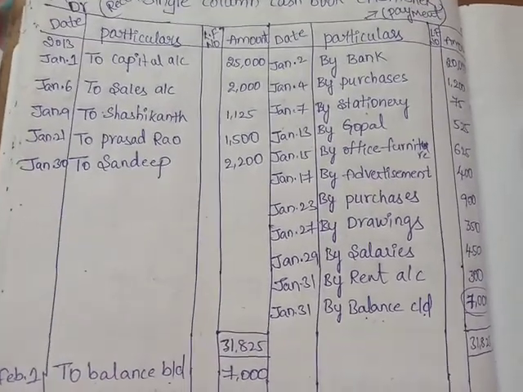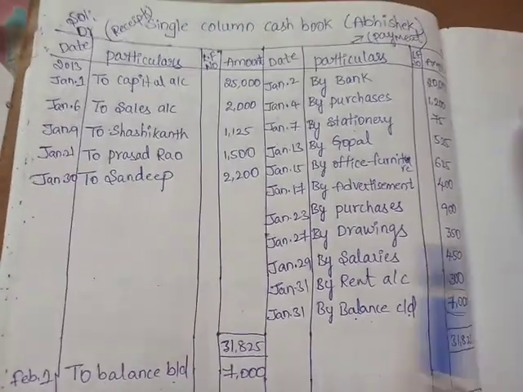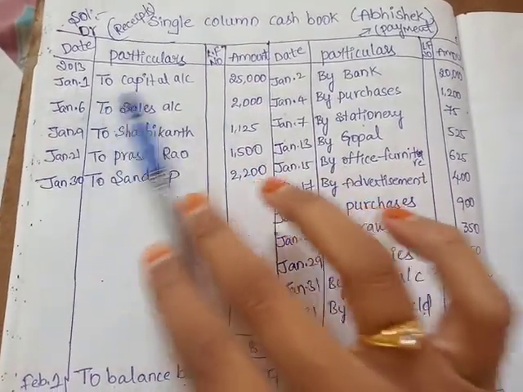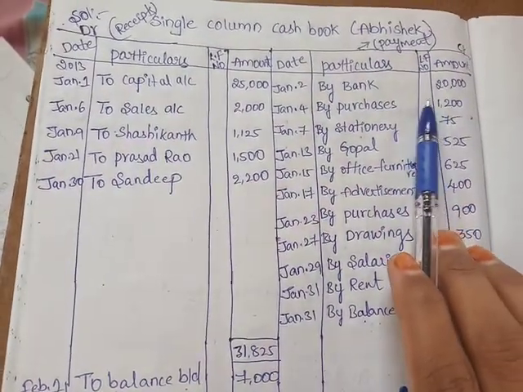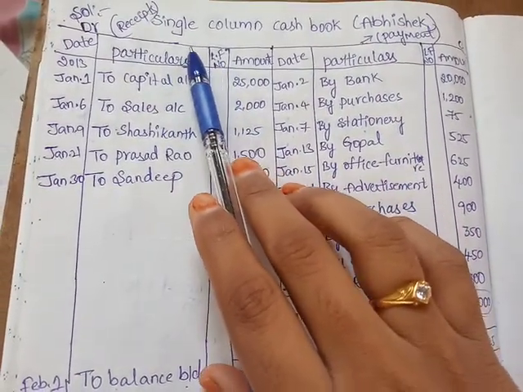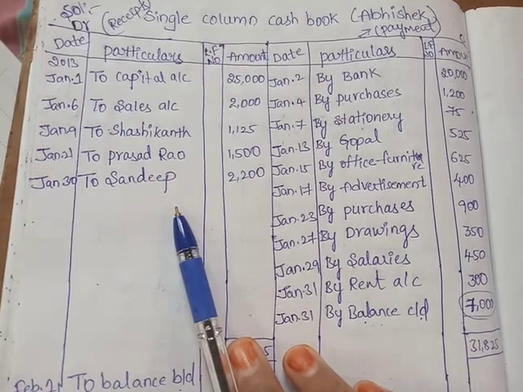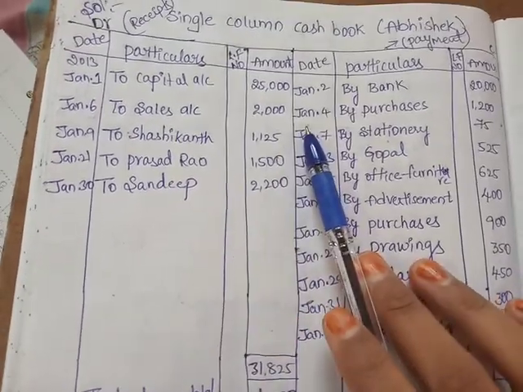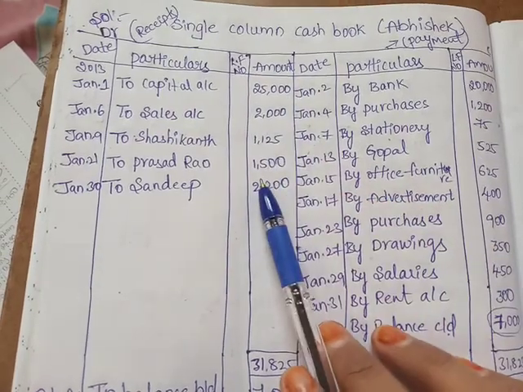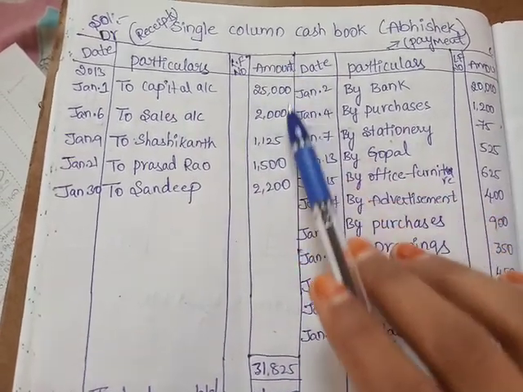Okay, in the class before, we discussed the single column cash book. So this is a pro forma of a single column cash book. When we do the double column cash book, we make one extra column, that is a discount column, but this is a single column cash book. Now only the one cash column will be there, so that's why here we write the amount.